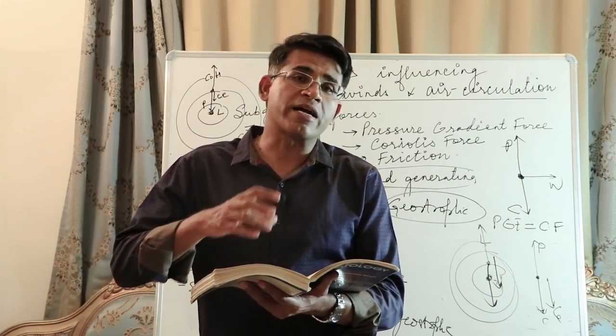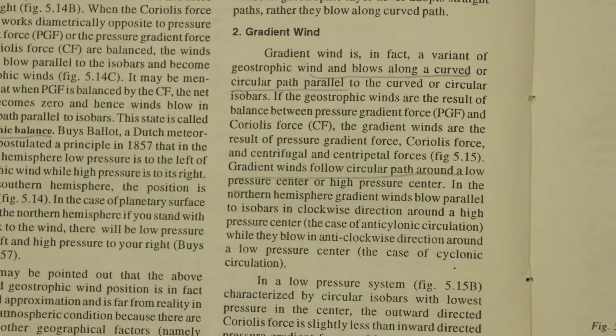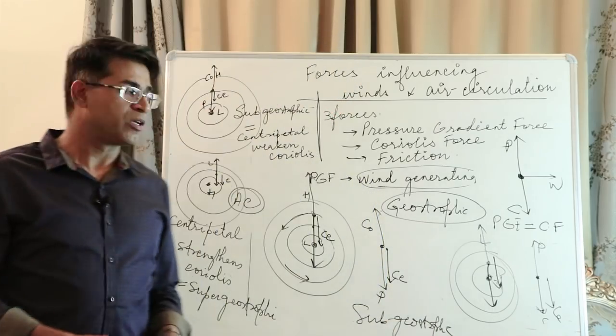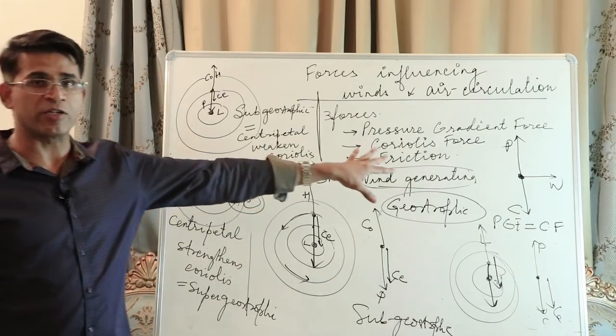Now the concept called gradient wind, page 90. It says gradient wind is in fact a variant of geostrophic wind and blows along a curved or circular path, parallel to the curved or circular isobars. If the geostrophic winds are a result of balance between pressure gradient force and Coriolis force, the gradient winds are the result of pressure gradient force, Coriolis force, and centrifugal or centripetal force. So in these winds, we have additional forces, not simply the Coriolis and the pressure gradient force.